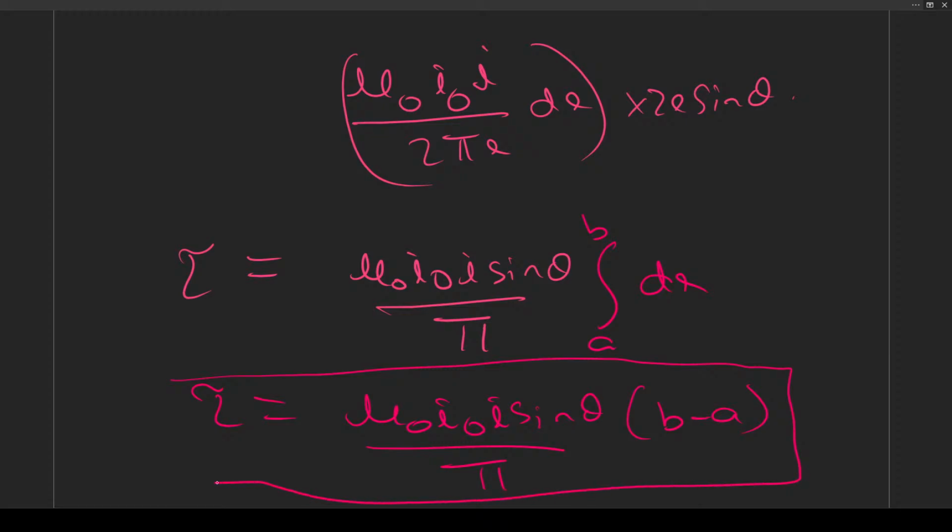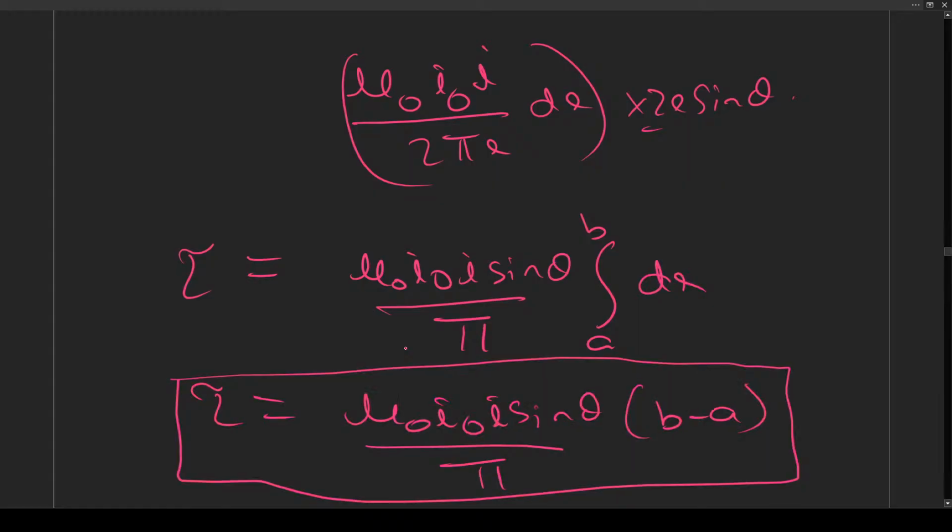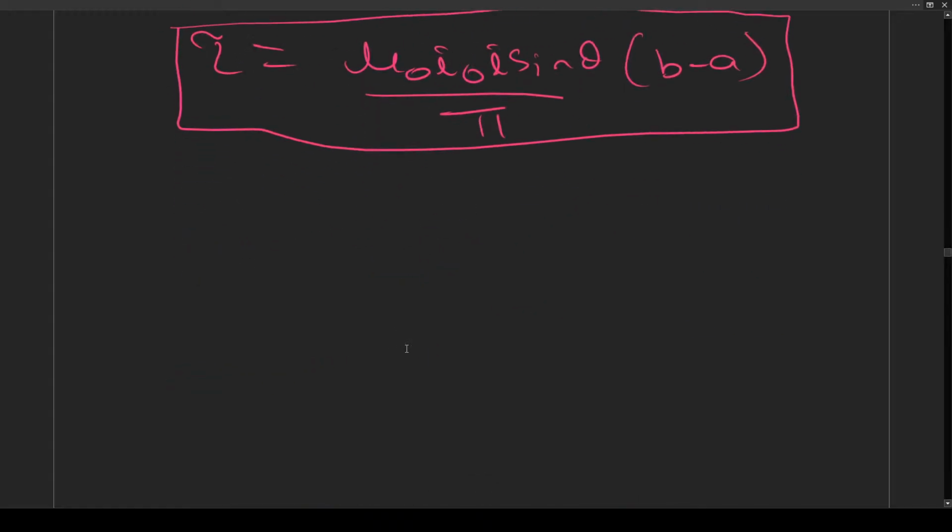And why we took 2 here, this 2, is because the torque is acting upwards on one of the segments and downwards on the other segment. Now let's go to the next question.